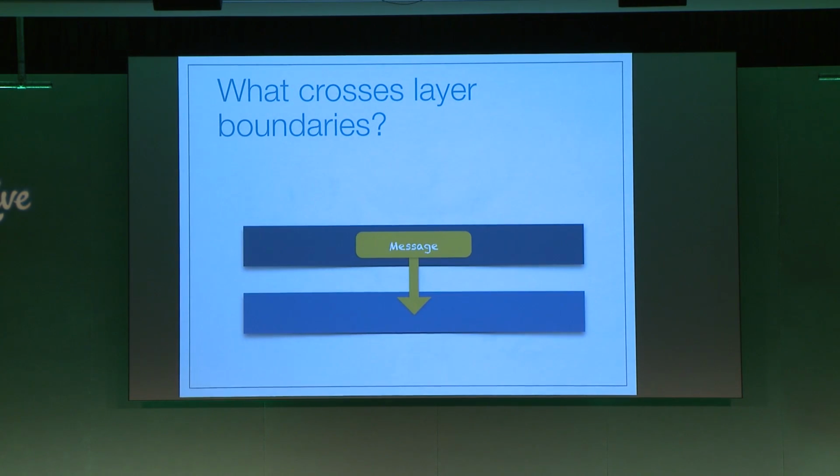So what's allowed in any way to cross those boundaries? Those are messages. Hence the subtitle of this talk: message-oriented software architecture, which also sounds very intelligent. That's why I chose it.